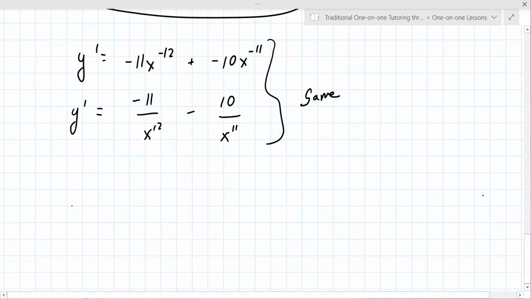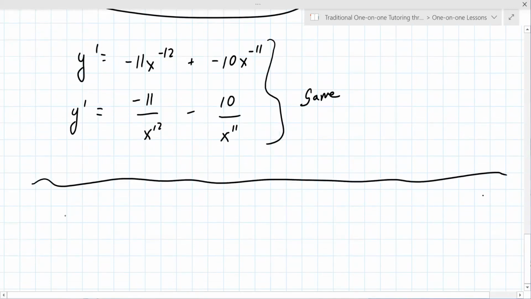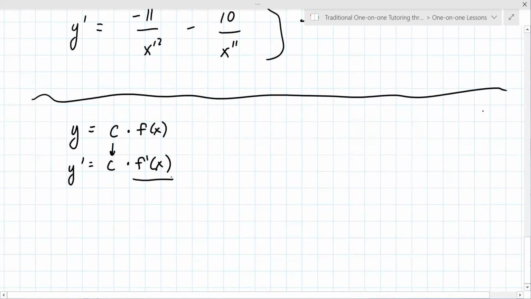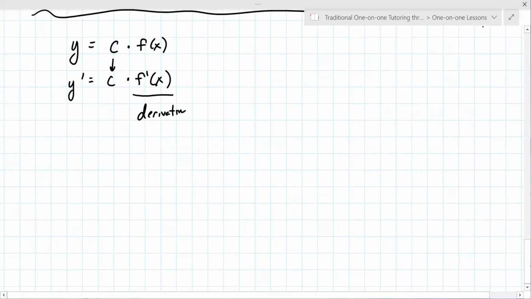So let's move to a new rule. Okay, so the rule is if I tell you y equals a constant times a function, for the derivative you keep this constant, and you take the derivative of the function. I know I'll give a lot of examples, but I think an example just helps. Let me just jump right to an example.